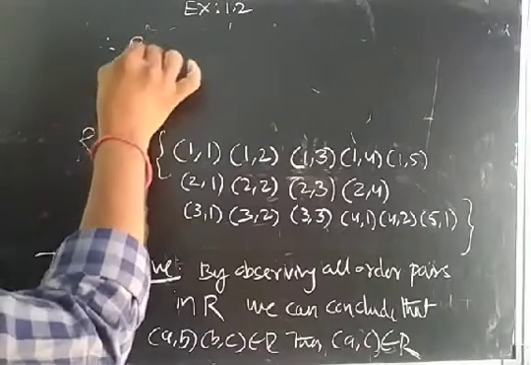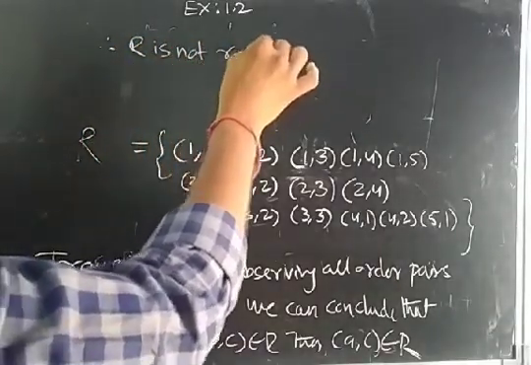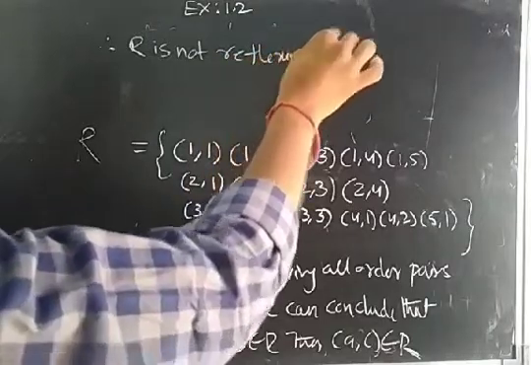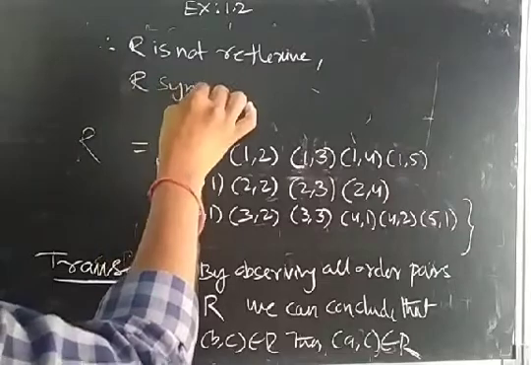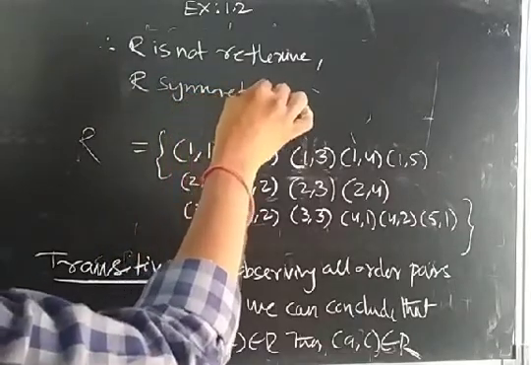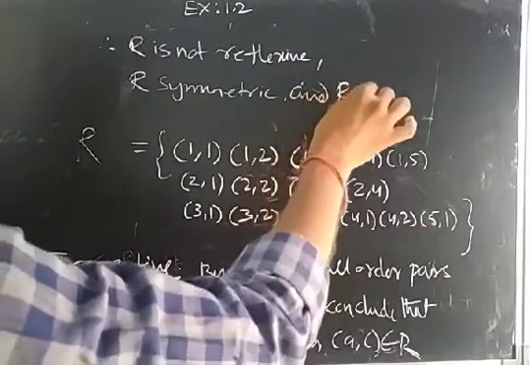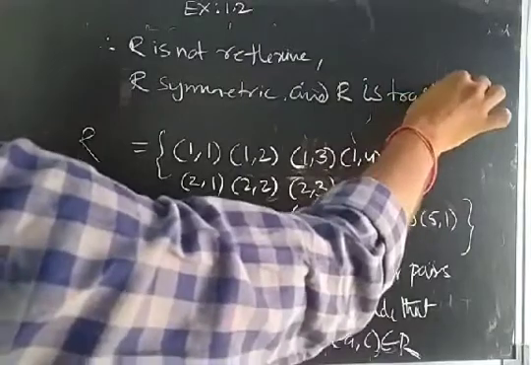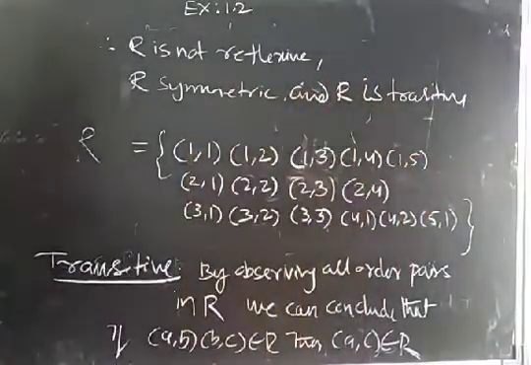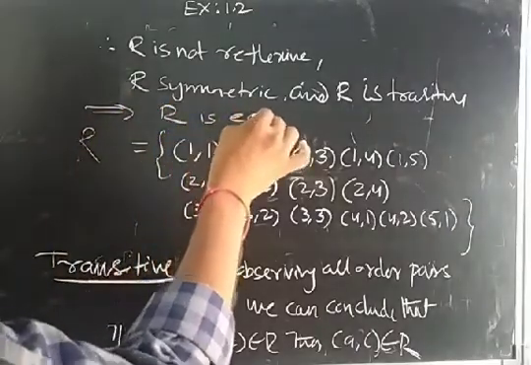Therefore R is not reflexive, R is symmetric, R is transitive. So it is satisfying only two conditions, symmetric and transitive, but it is not reflexive. So therefore we can write that this implies R is not an equivalence relation.